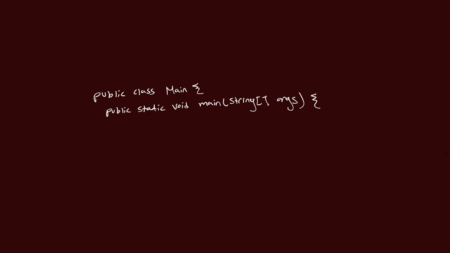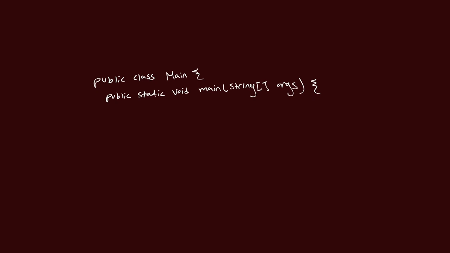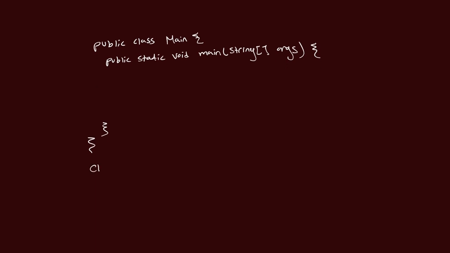Okay, so we're gonna go over a quick introduction to objects in Java. We're gonna create a circle class that will give us the radius and perimeter of a circle. What we start off with is, outside of our class main, we create a new class, and let's call this circle.